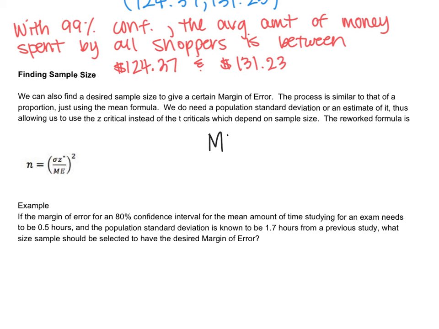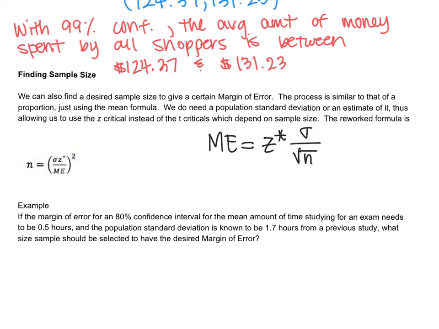So the margin of error formula for a mean is our z critical score times our population standard deviation divided by the square root of n. Okay. We will need a population standard deviation or an estimate of it to find sample size, so we can use our z critical value instead of a t critical value. And the reason being is that t critical values depend on a known sample size. And since we're solving for sample size, we can't use a t critical value.